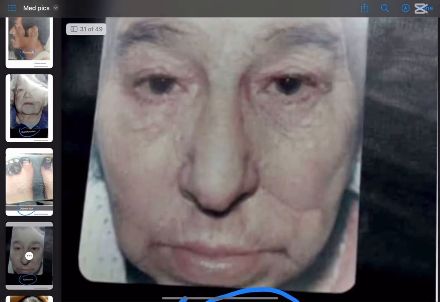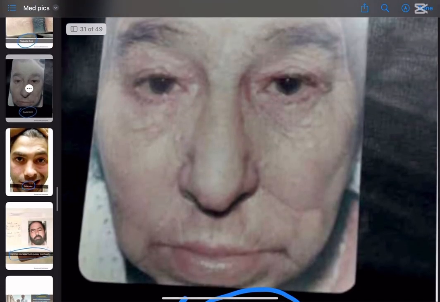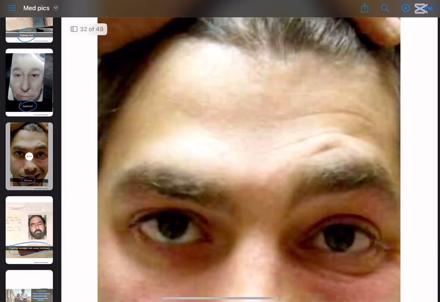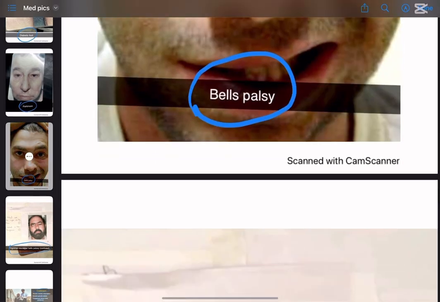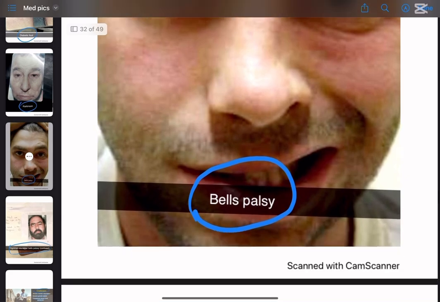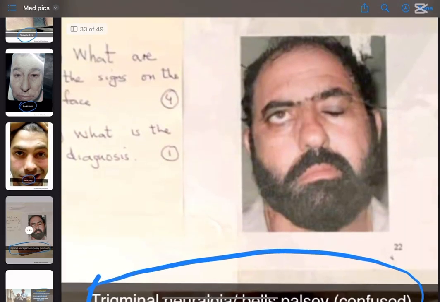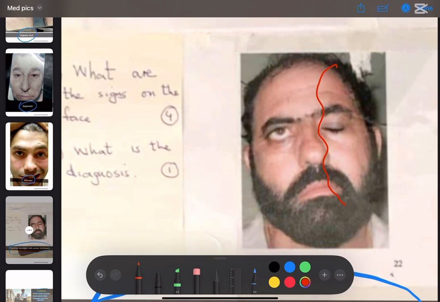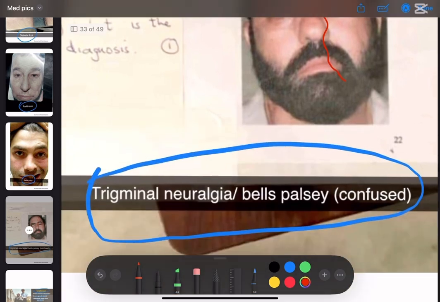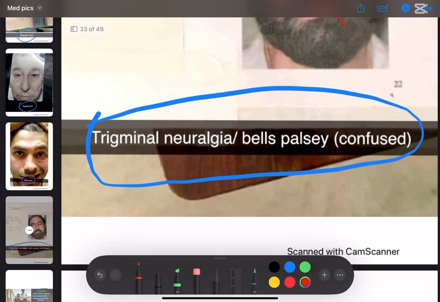And this is Parkinson's. Okay, and this is a picture of Bell's palsy. Here one side of the face is affected. These are the signs of Bell's palsy, that is one side of the face is affected. If only the eye is affected, then it is ptosis. If half of the face is affected, then it is Bell's palsy or trigeminal neuralgia.